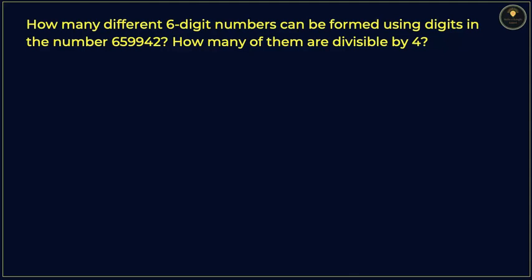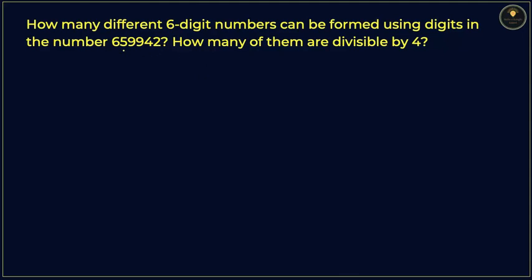In this problem, we have to find the 6-digit numbers that can be formed with the digits 659942, and a condition is given: how many of these are divisible by 4. So first you will understand how many of these 6-digit numbers we can form.